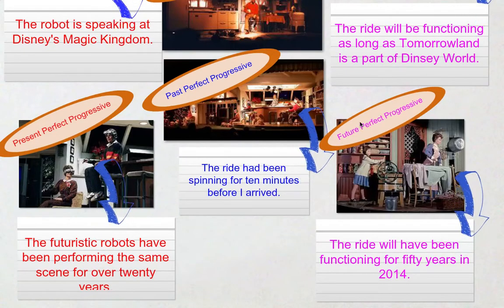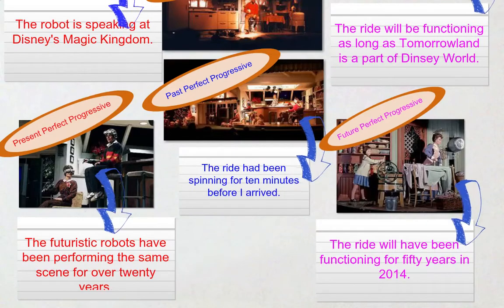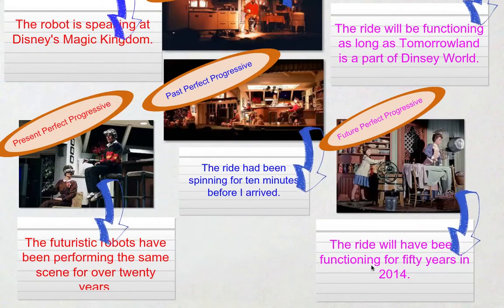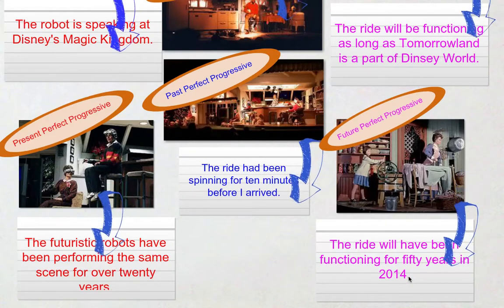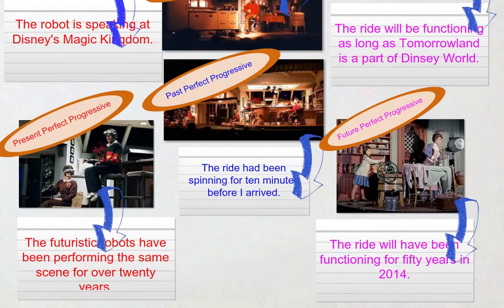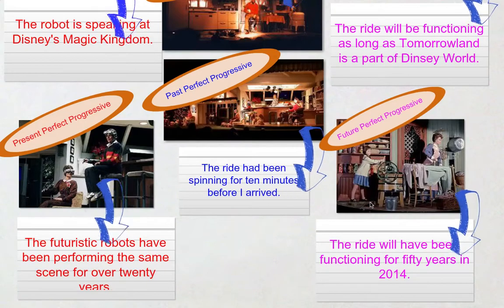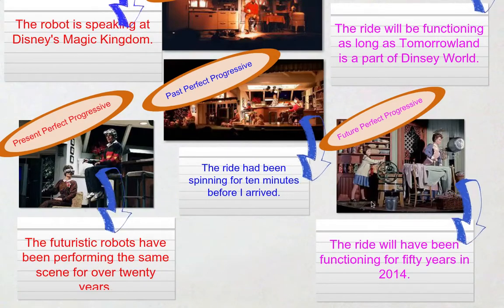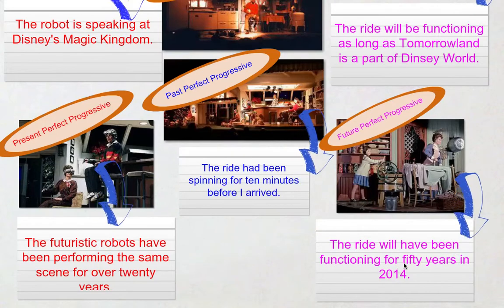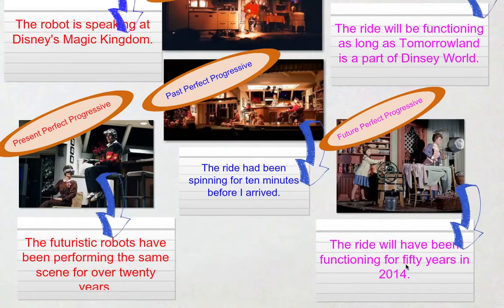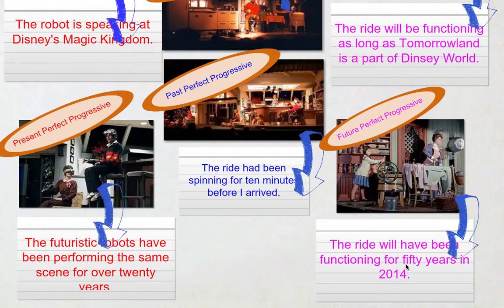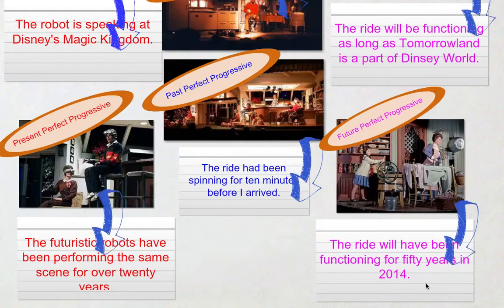And so you've guessed it, I'm sure, if you know this one, future perfect progressive, the ride will have been functioning for 50 years in 2014. Because in 2014, this ride that all these pictures are from will have been going on, or so will have been functioning for 50 years. And this is future perfect progressive because it's in progress now, but we're talking about the progress it will have made at this future time period.